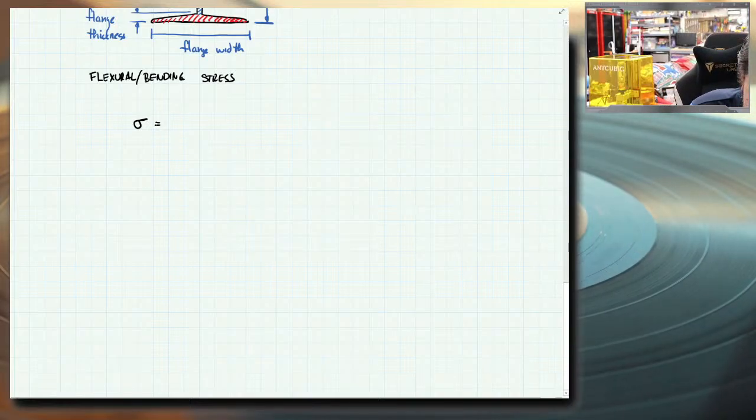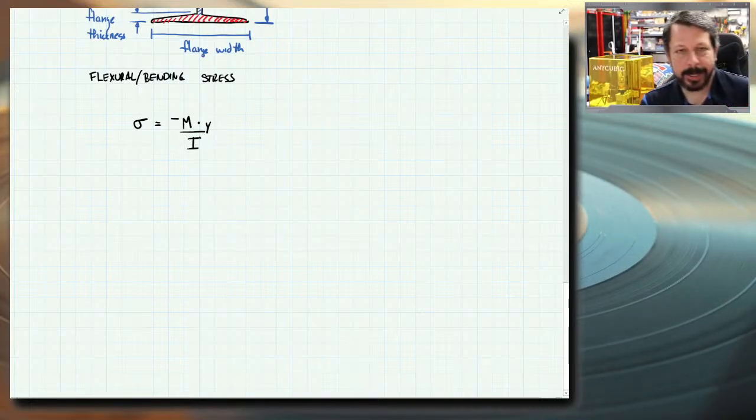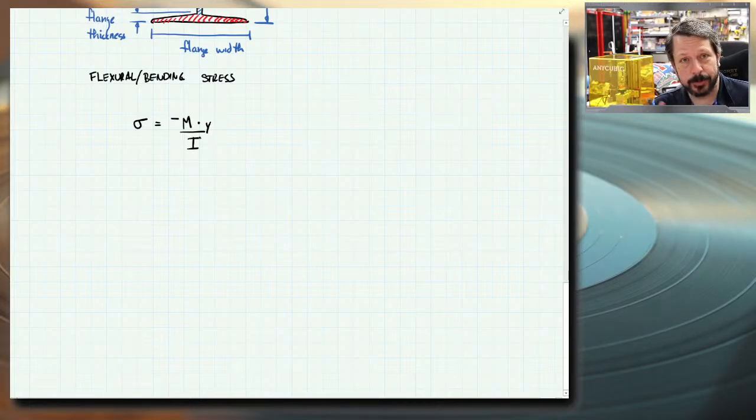The equation, we're not going to derive this equation. I'm going to just give you this equation. We might go back and derive it later if we have time to make sense to put that in. Right now, I'm just going to give it to you. Sigma equals negative M times y over I. So remember, axial stress or normal stress was force divided by area. This is similar format. M is not a force.